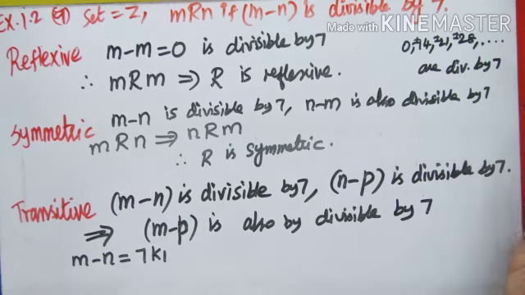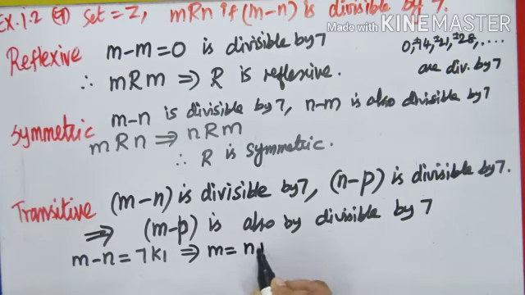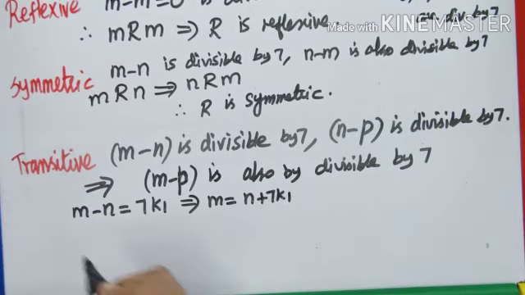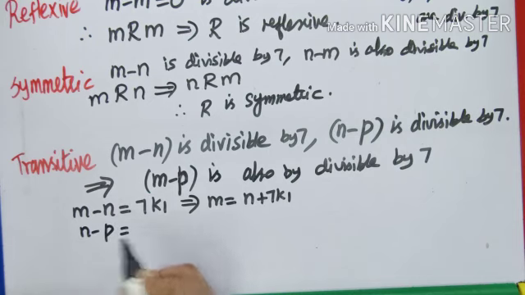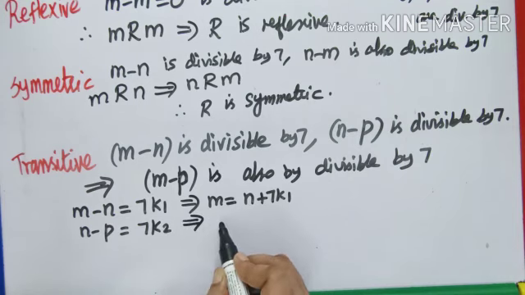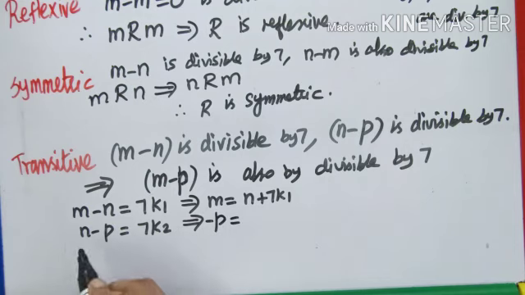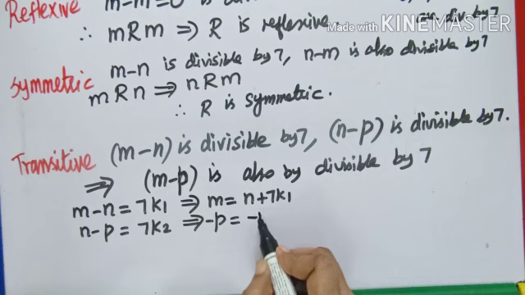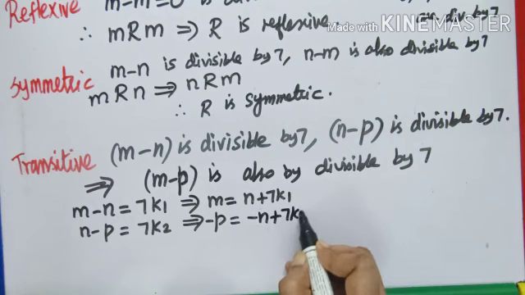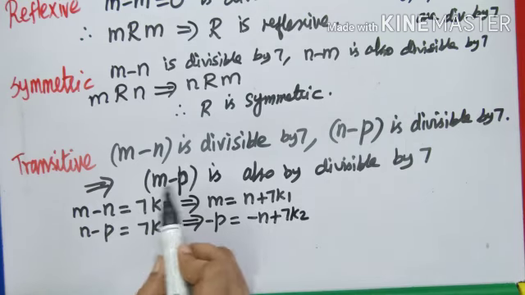2 times, 3 times we said. Similarly, k1 is some number. This implies m equals n plus 7k1. Now what is the second idea? N minus p. This is also divisible by 7 we said. Put some other constant, say 7k2. So this tells me minus p is equal to, bring n to this side, minus n plus 7k2. Because I want m minus p.